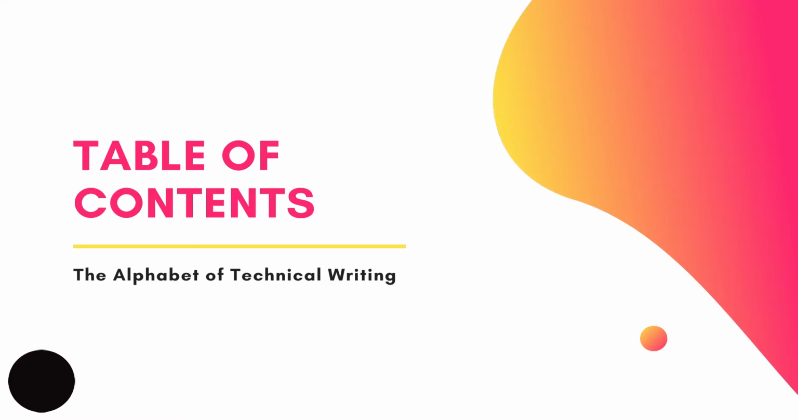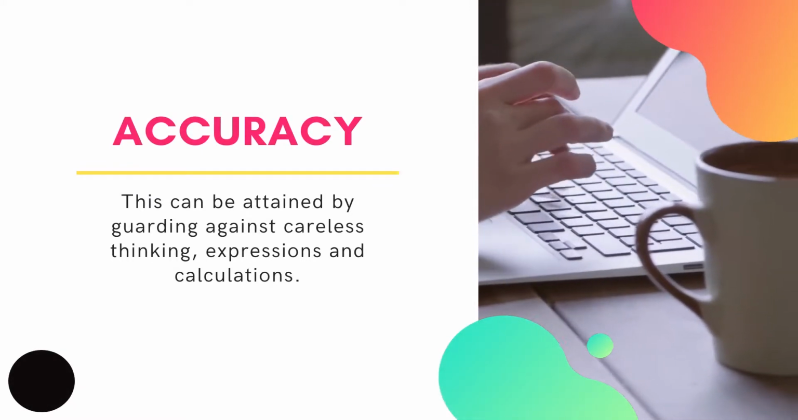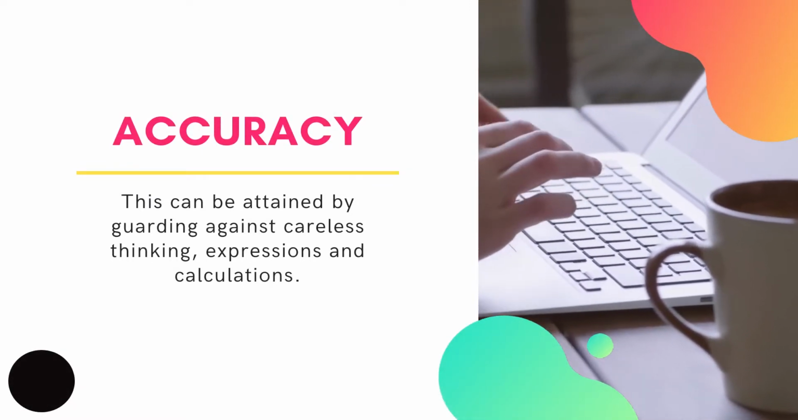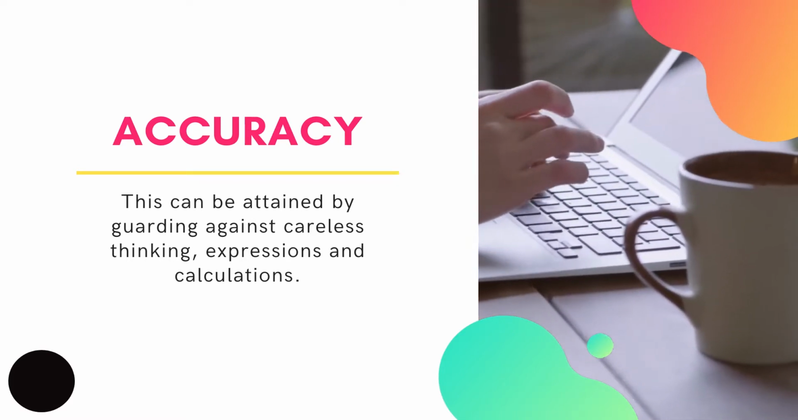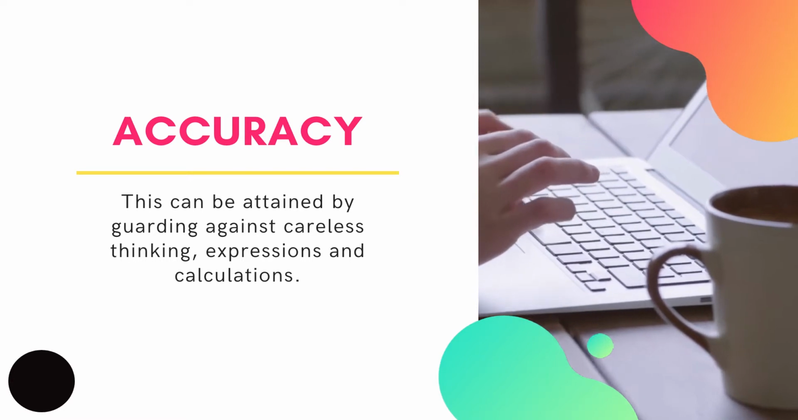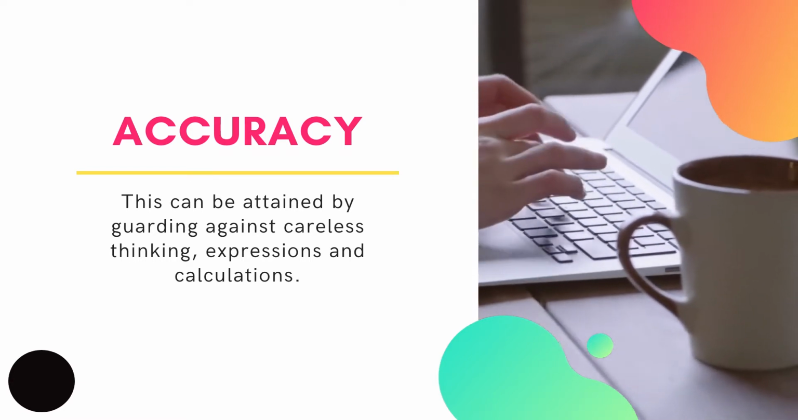So, as letters comprise words, technical writing is composed of properties that serve as its building blocks. So, let's begin with the first letter according to the alphabet. So we start with letter A, which stands for accuracy. It says here that this can be attained by guarding against careless thinking, expressions, and calculations.